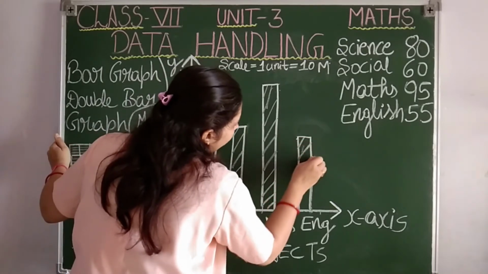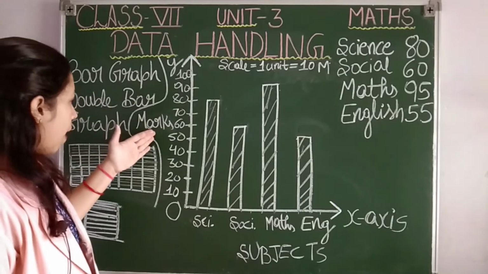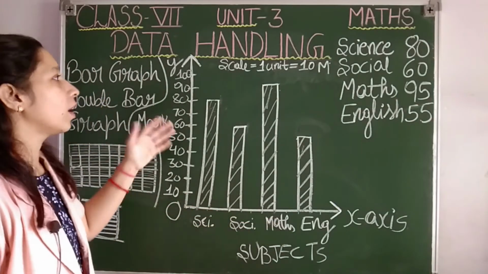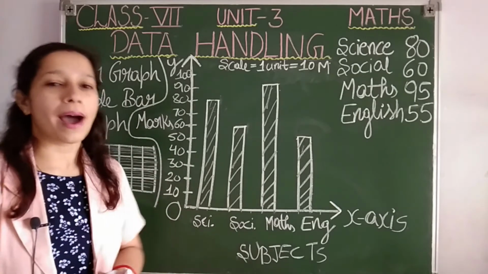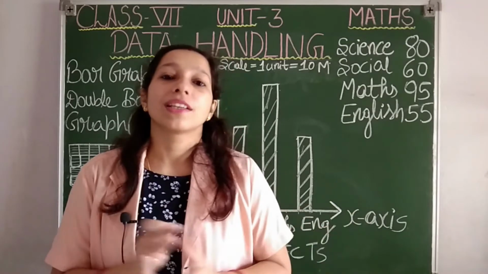So see students, our bar graph is ready. My y-axis is showing marks, my x-axis is showing subjects. 4 subjects are there and the following marks are there. So this is your bar graph, students. Clear? So I hope this topic is very clear to you.